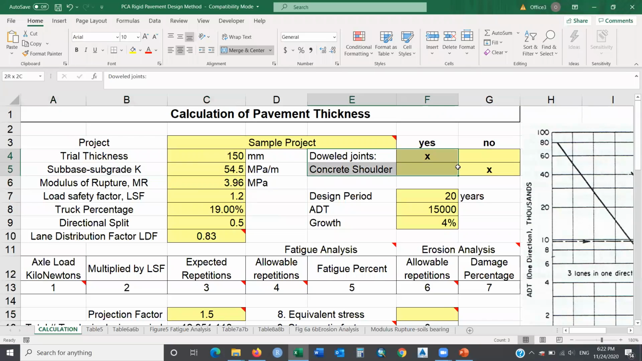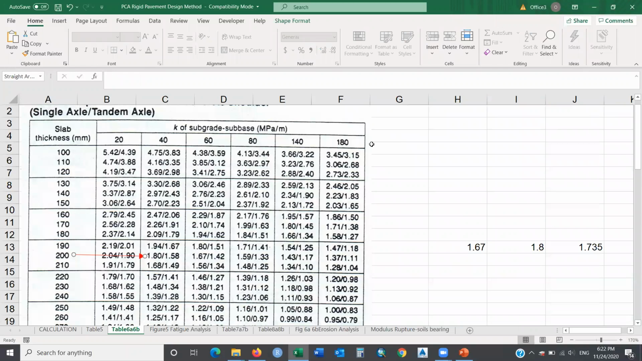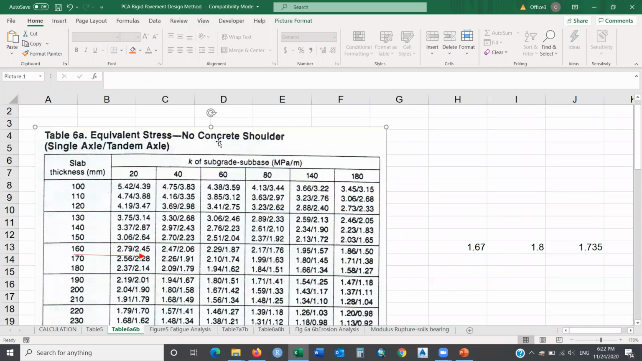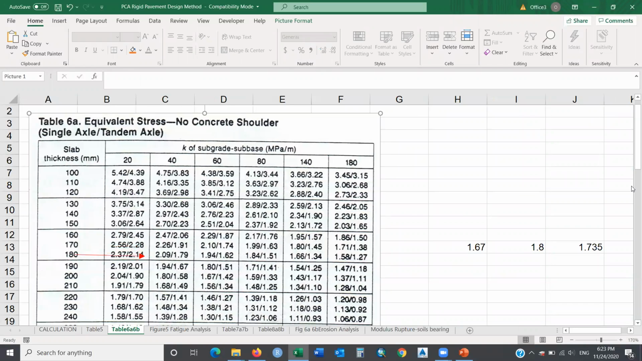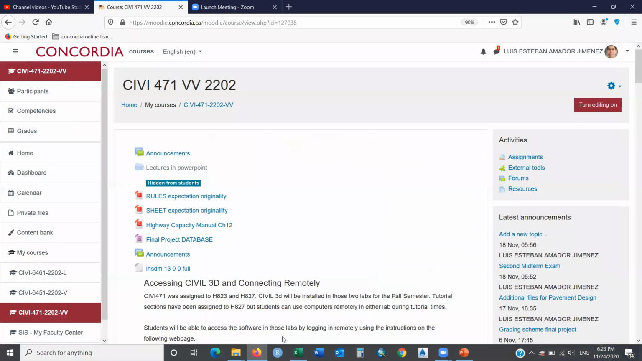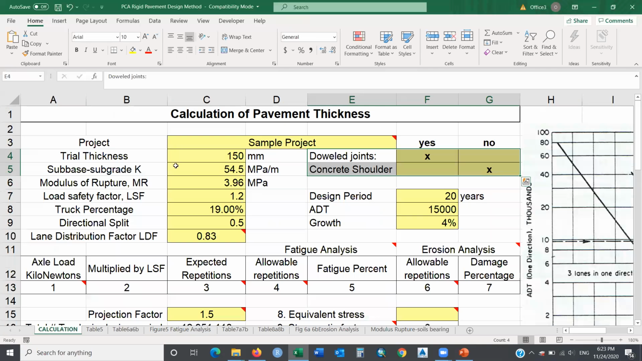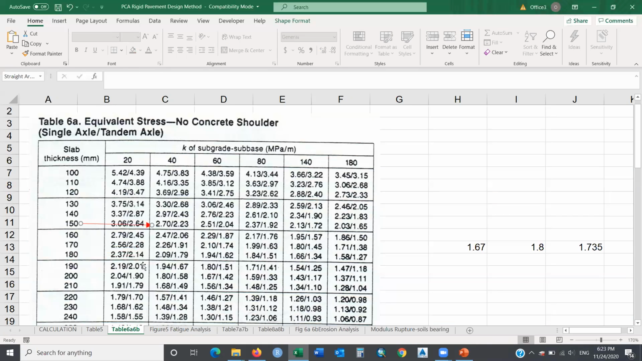And we have dowels, yes, concrete shoulder, no. So we have here concrete shoulder, no. Doesn't say anything about the dowels in this one. And the other table we have is concrete shoulder, yes. But the one we have to use is this, no concrete shoulder. And we are starting with 150. The K is 54.5. So we go back there.